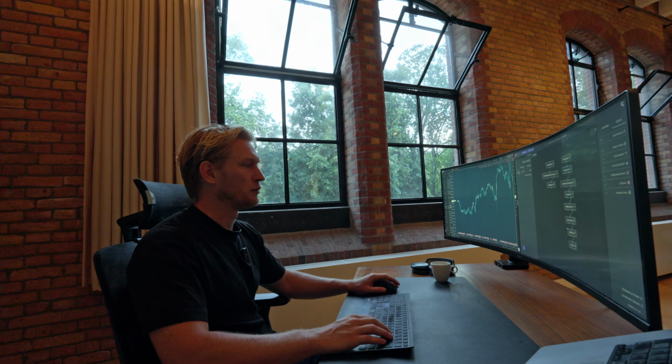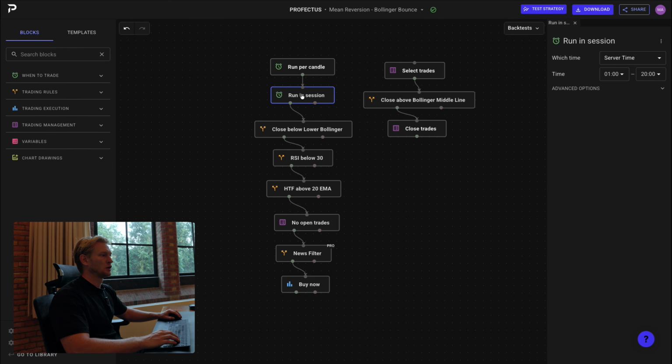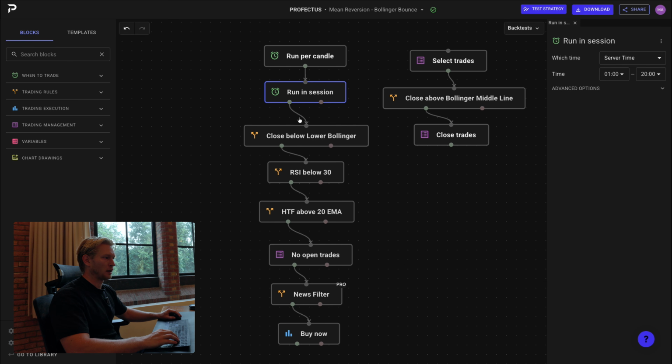So more or less the whole trading day until the evening, we are looking for something. So every 4-hour close, if the 4-hour close happens in the run session period, so between 1 and 8, we are checking the next thing. And then we continue: close below the lower Bollinger. So that was the first rule we talked about, right?